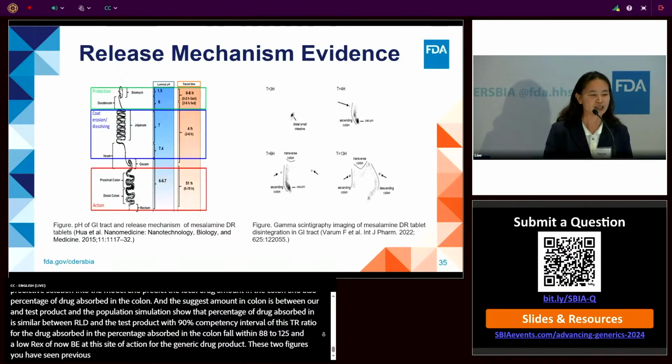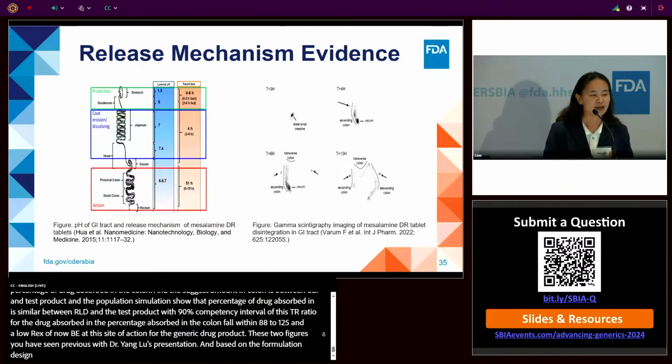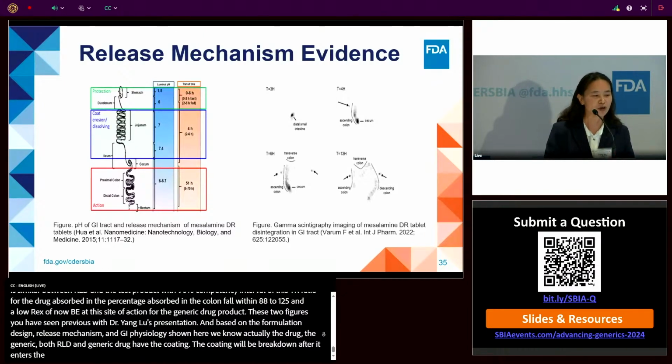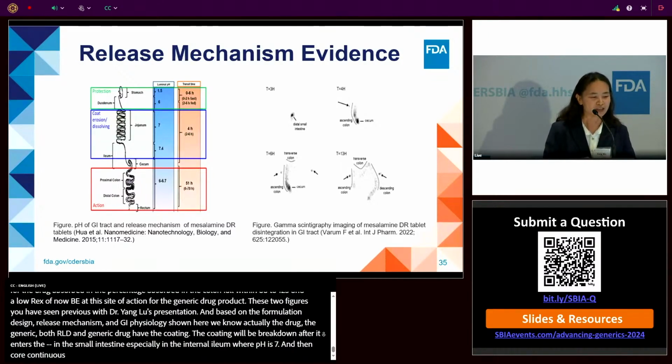Yang Lu's presentation. Based on the formulation design, release mechanism, and GI physiology shown here, we know that both the RLD and the generic drug have the enteric coating. The coating will break down after it enters the small intestine, especially the terminal ileum, where the pH is 7. Then the core continues to pass through the GI tract into the colon and continues to release the drug. In the colon, the pH is around 6 to 6.7.